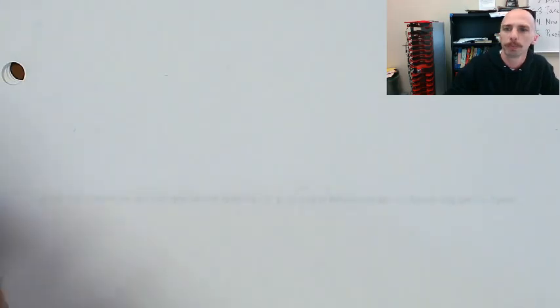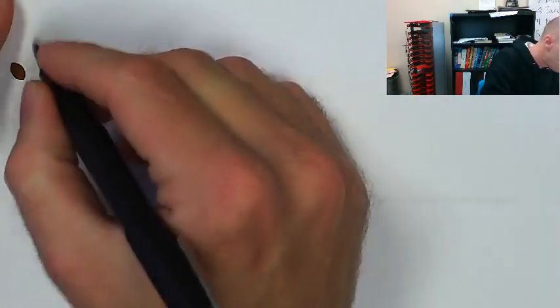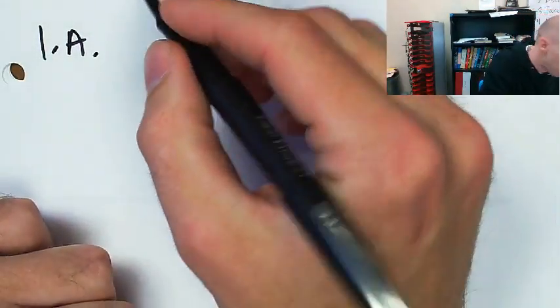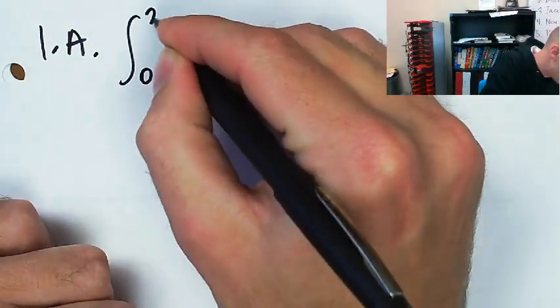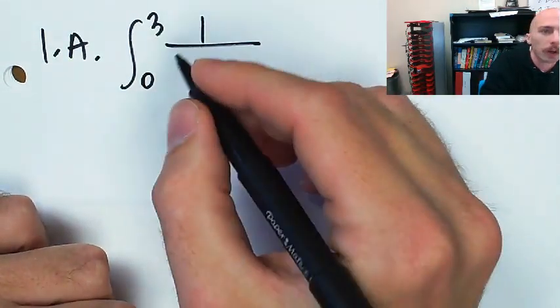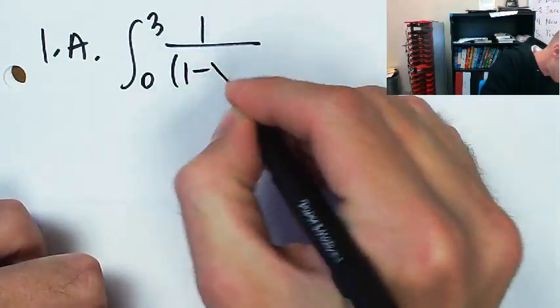All right, in this video, I'm going to be working some improper integral examples and working through BC Homework 9.3. So 1a is the integral from 0 to 3 of 1 over 1 minus x squared dx.